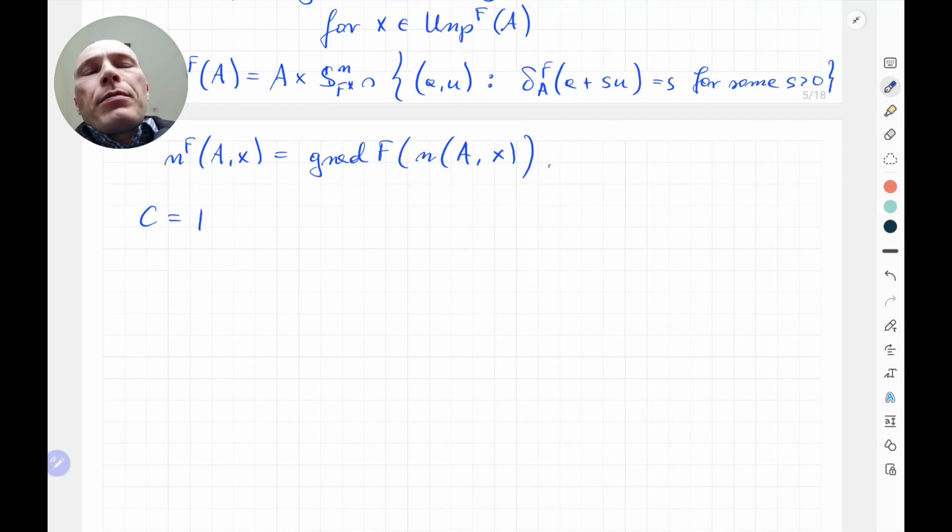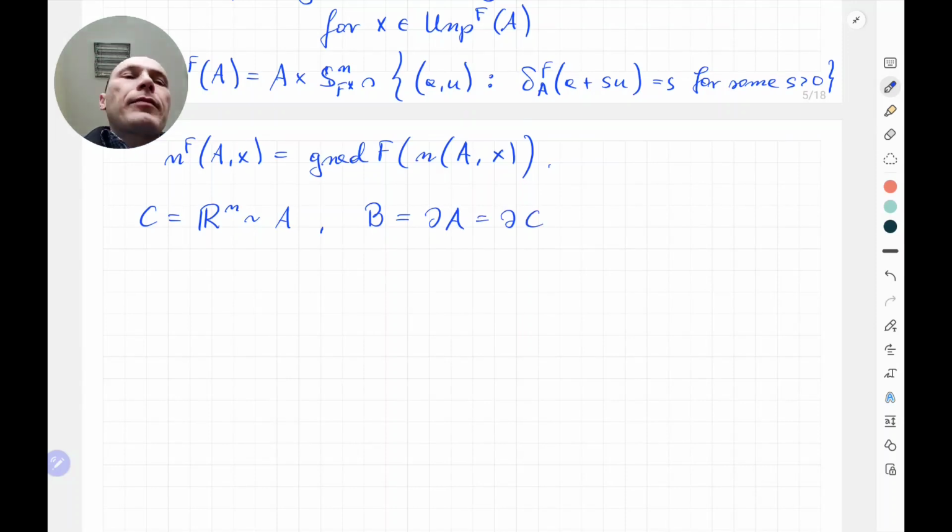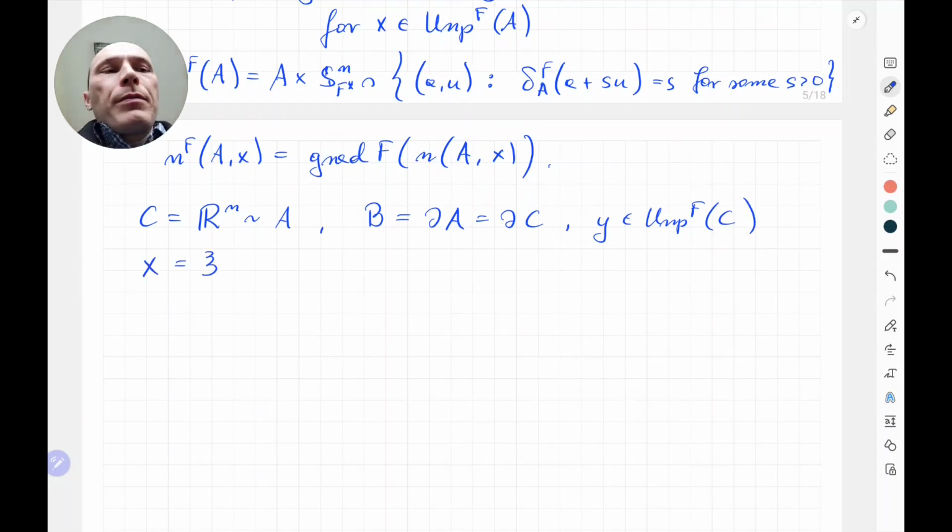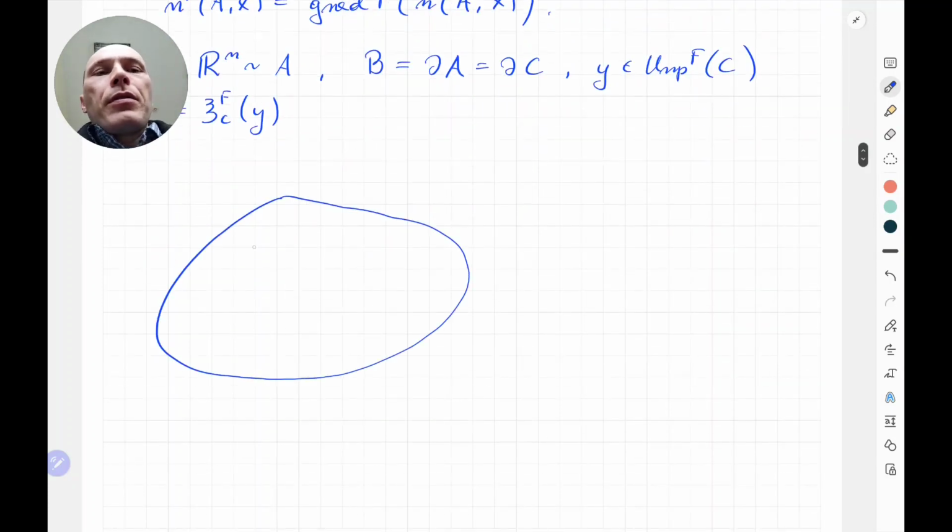Let C be the complement of the set A. P is the boundary, the essential boundary. Now we're talking about smooth sets, so just A, and take Y in U and P of F, and X to be the projection onto C of Y. So the picture is maybe something like that. This is your set A, this is your set C outside, and we take Y inside A, and we take, say, maybe somewhere here, or maybe here, I don't know. There is an X here.